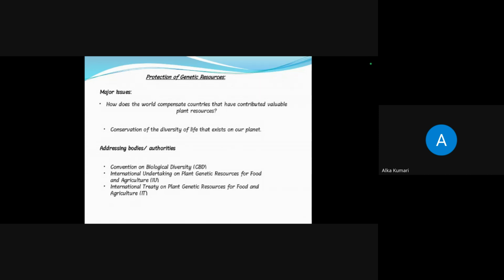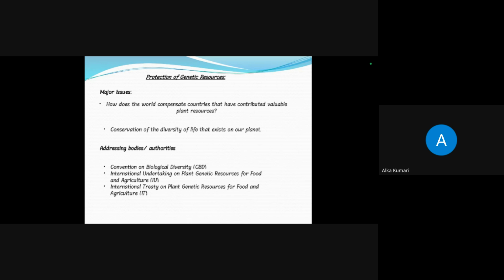First of all, what is the major issue with regard to genetic resources? The major issue is how the world compensates countries that have contributed valuable plant resources. For example, how many of you know that coffee is famous in Ethiopia? Historically, Ethiopia is the home of the coffee plant. But has Ethiopia shared any economic benefit? No. So these genetic resources should be protected.